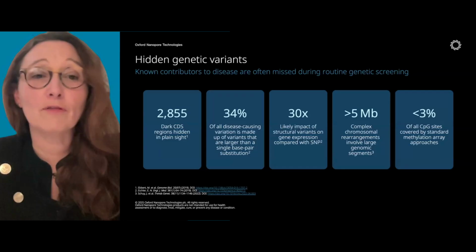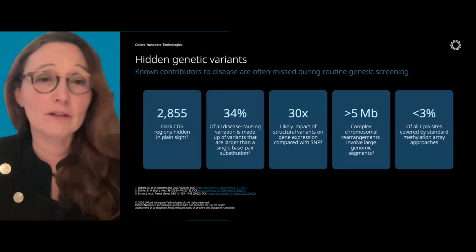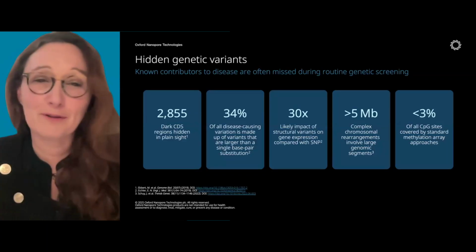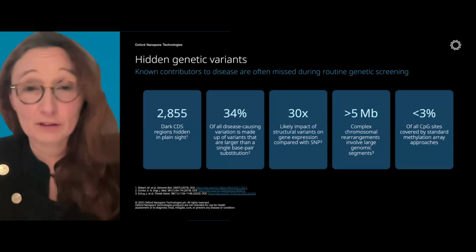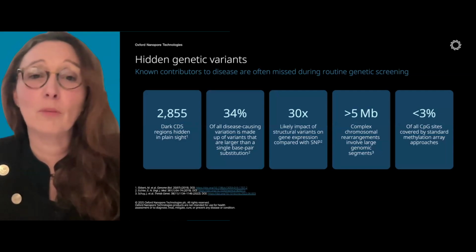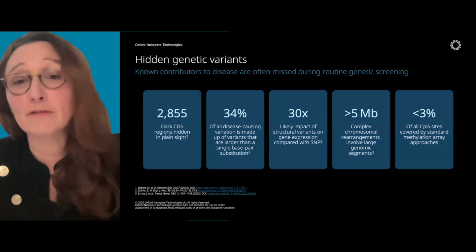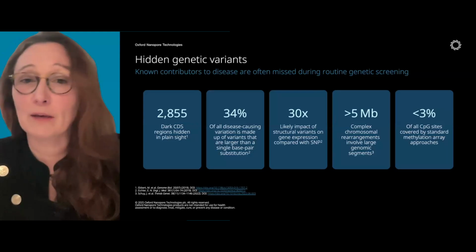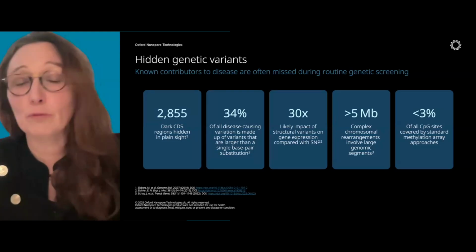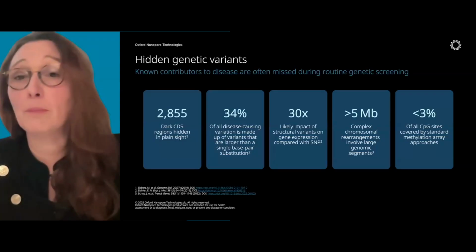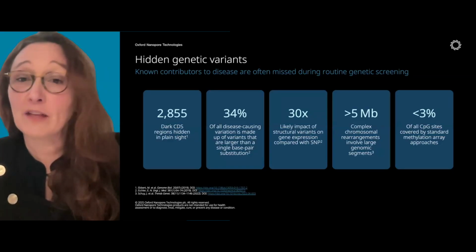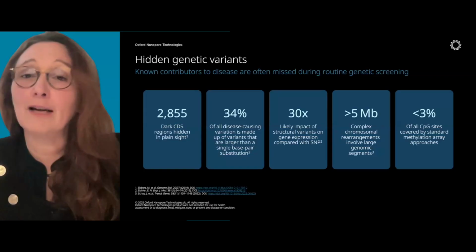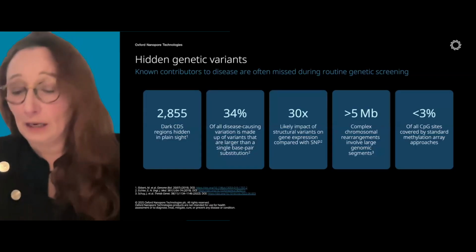We know that 34% of all disease-causing variation is made up of variants that are larger than a single base pair substitution. And those structural variants have a much likelier impact, 30-fold in fact, to have an effect on gene expression compared to SNPs. If we look at even larger region, complex chromosomal rearrangement involve very large genomic segment, sometimes several megabases in length. Last but not least, methylation plays an important part in rare disease, in particular in imprinting disorder. And standard methylation arrays only cover less than 3% of all the CpG sites in the genome.